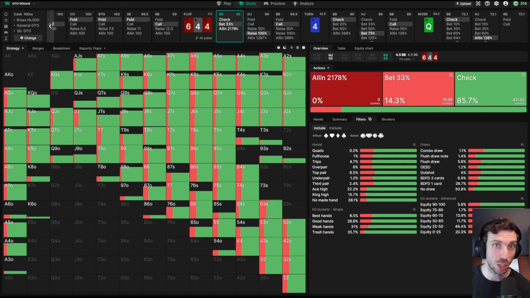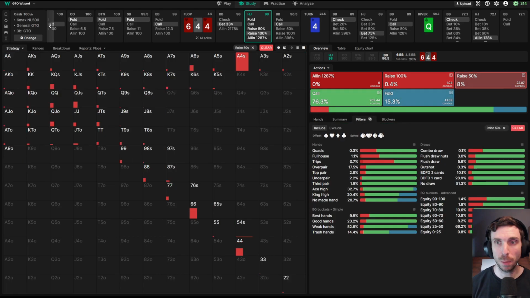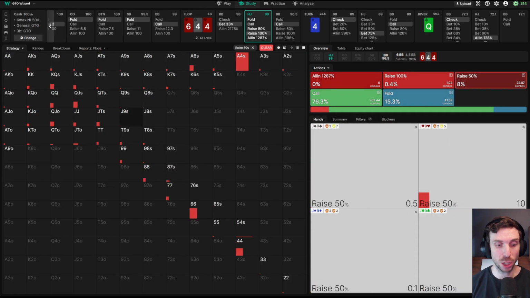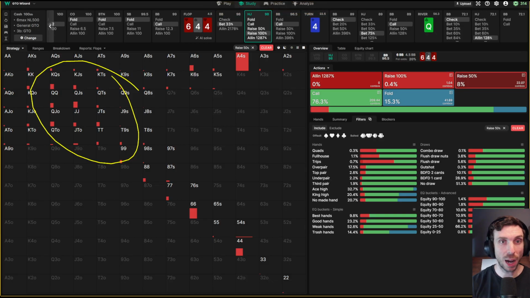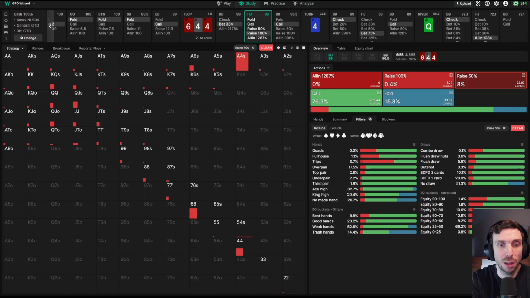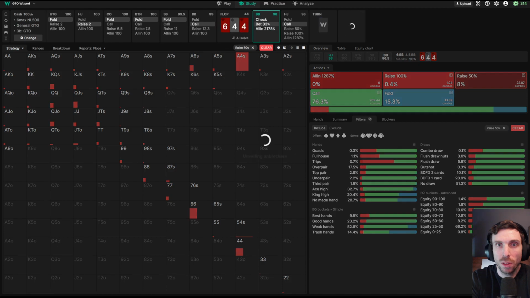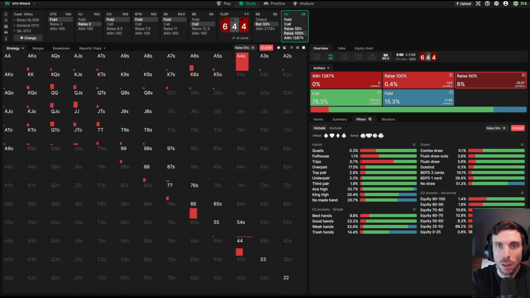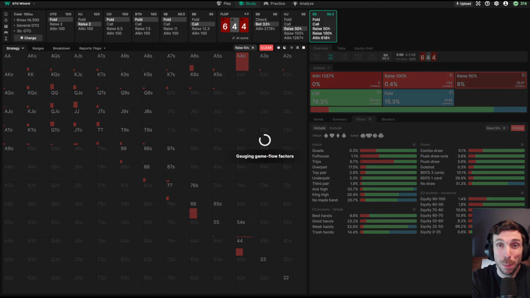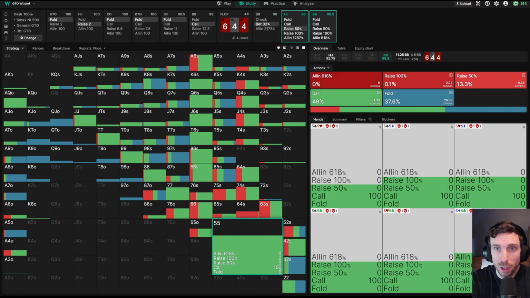Maybe I do this against a regular in the hijack, and the regular has to respond by raising this half pot sizing with a bunch of different combos that are behind pocket fives. So they have to raise the flop with a lot of Broadway combos. They have to raise the flop with some ace high stuff. And so when they do that, then I respond by, I imagine, calling most of the time with fives with a heart. I don't think I'm ever going to fold.